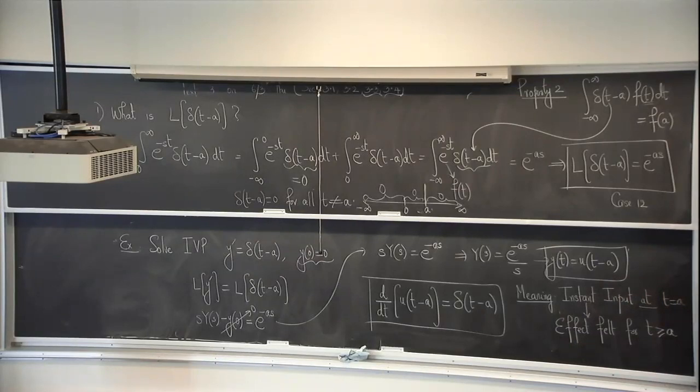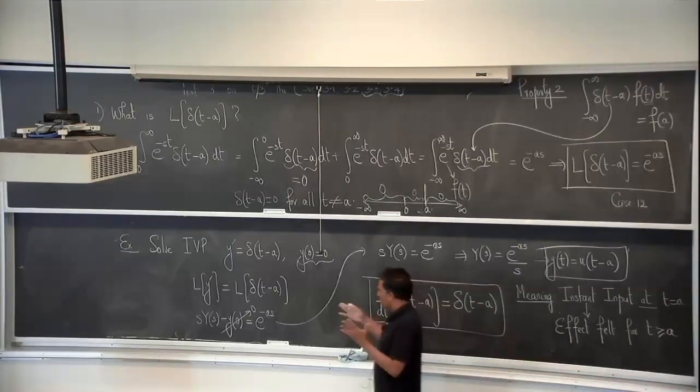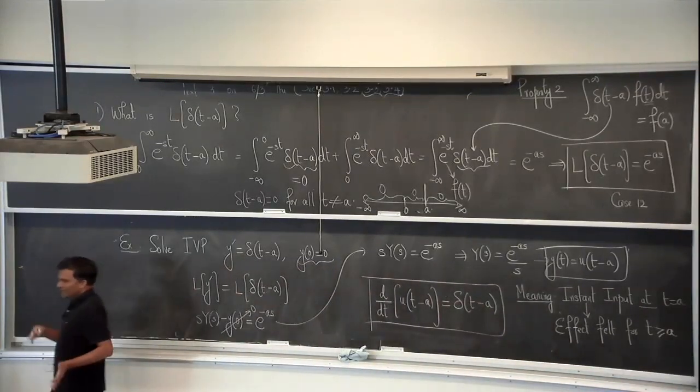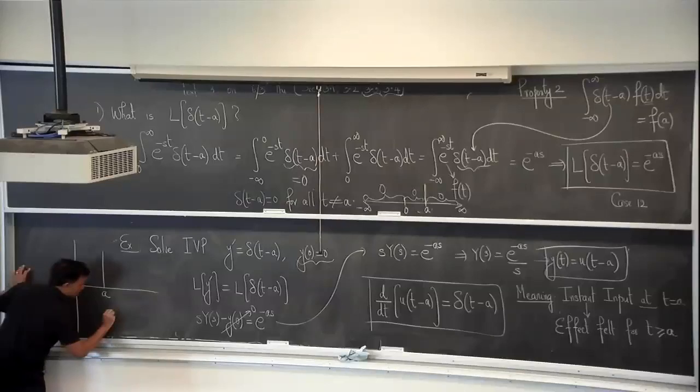Makes sense, right? If you hit a baseball with a bat, all the movement for that ball happens from the instant you hit the baseball with the bat. Before that, there's nothing going on. So that is why this is the instant input. The output is the Heaviside function. That's always the behavior that you should expect in these problems. The input is here at t equal to a. The output starts here from this point.